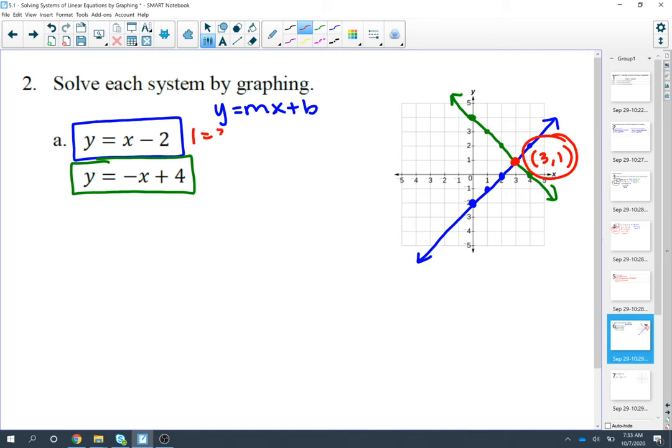1 equals 3 minus 2. 3 minus 2 is 1. That works. Down here, x is 3, y is 1. 1 equals -3 plus 4. -3 plus 4 is 1. So our solution is good. The answer to this question or this system is the ordered pair 3, 1.